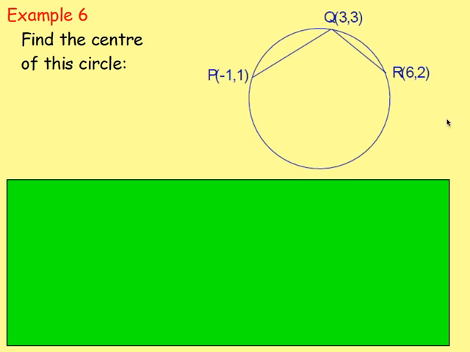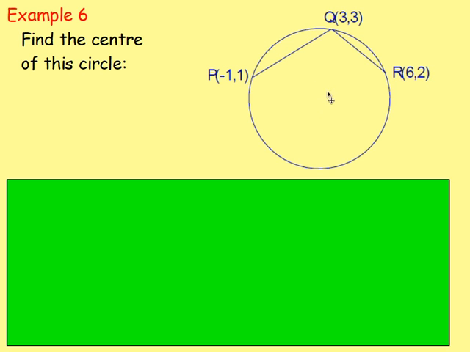Let's move on to one more example. Example 6. Find the centre of this circle here. We've got the points P (-1, 1), Q (3, 3), and R (6, 2). How on earth would we find the centre?